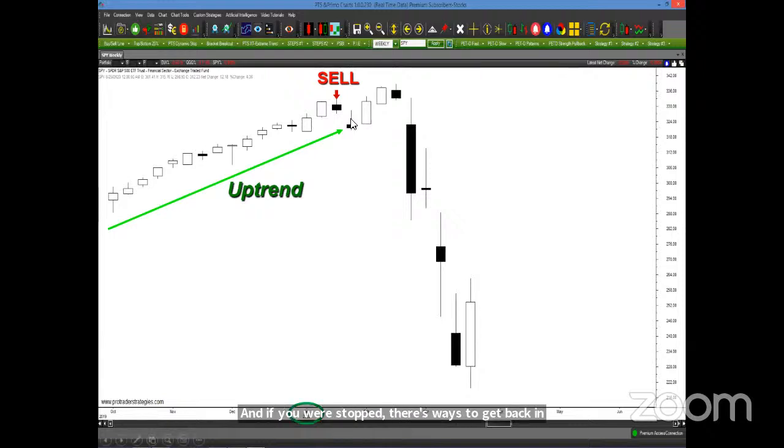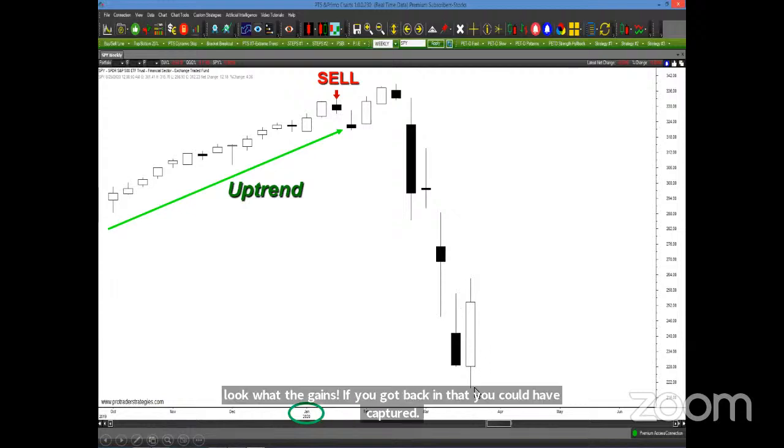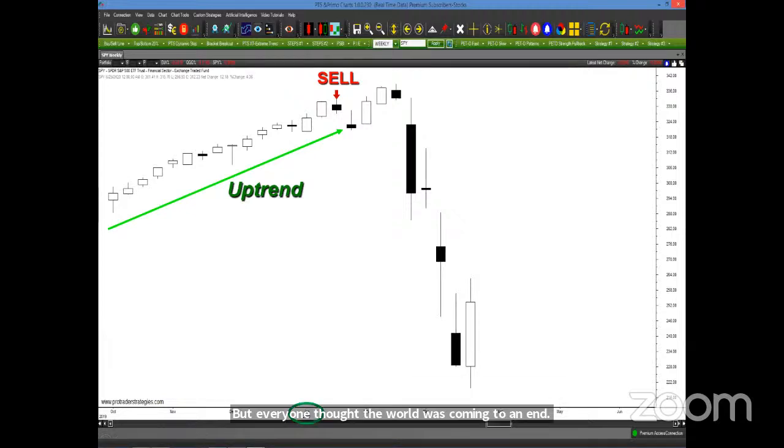Now, we all saw what happened. So let's say you got stopped out. Well, you would have taken a loss here, a minor loss. But look at the gains you could have captured if you got back in. Now, this is mid-March, when everyone thought the world was coming to an end, and we were in the midst of a very strong and very fearful pandemic.